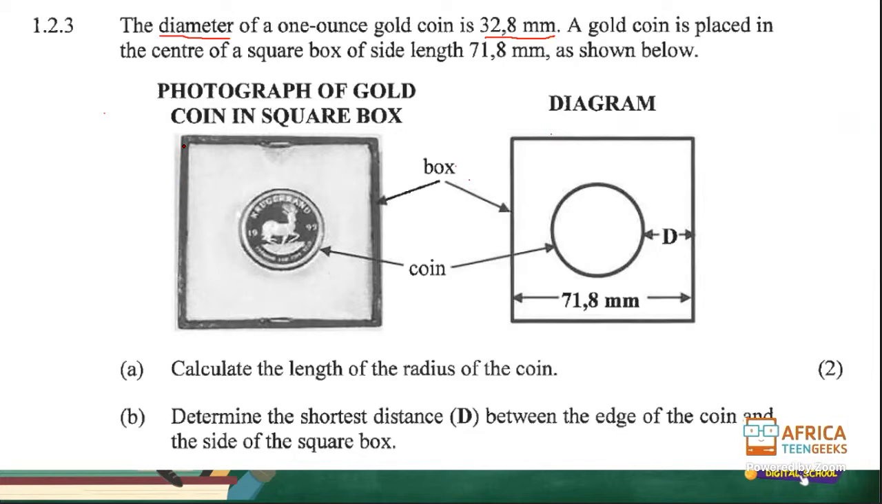Now the first question says, calculate the length of the radius of the coin. Right? I want to know the radius of this coin. Actually easy. Let me give you 2 minutes. When you're done, we'll continue. Right? What's the radius of this coin? Because they didn't say, just give me your answer in millimeters.